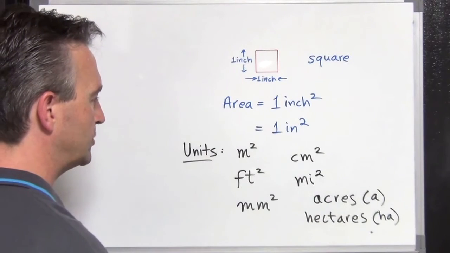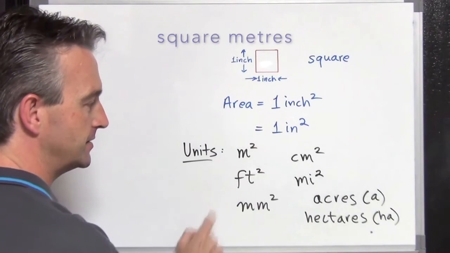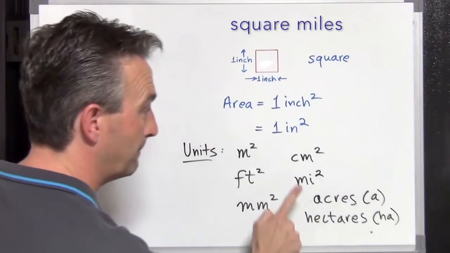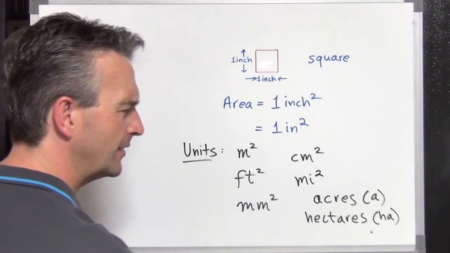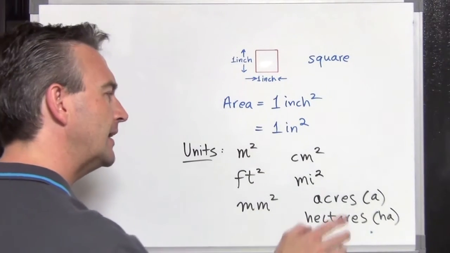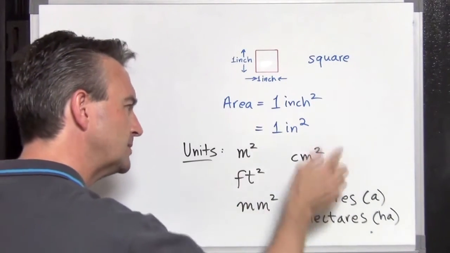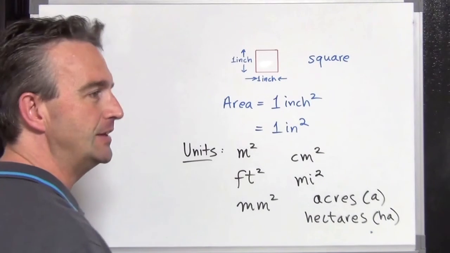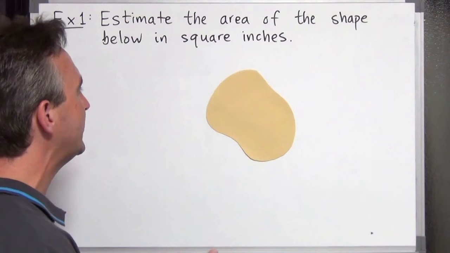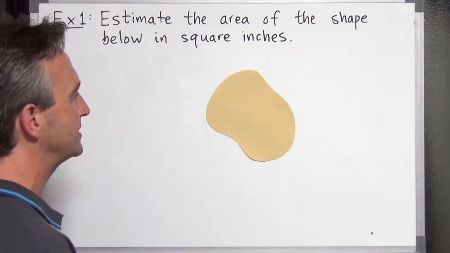Other common units for measuring area may include square meters, square feet, square millimeters, square centimeters, square miles, and a couple of extras are the acre and the hectare, okay? Acres and hectares can be derived from these ones, but I'm not going to go into that in this presentation. So we have looked at the area of a 1 inch by 1 inch square, and we know that the area of that is 1 square inch.